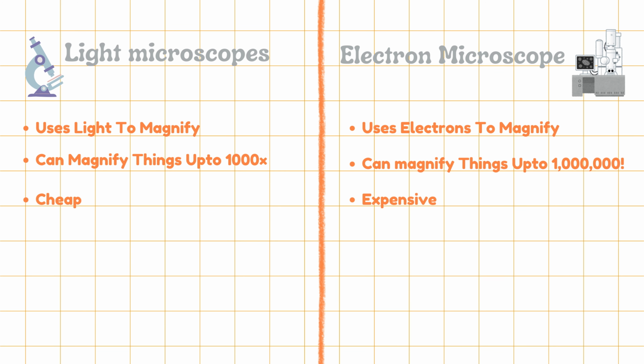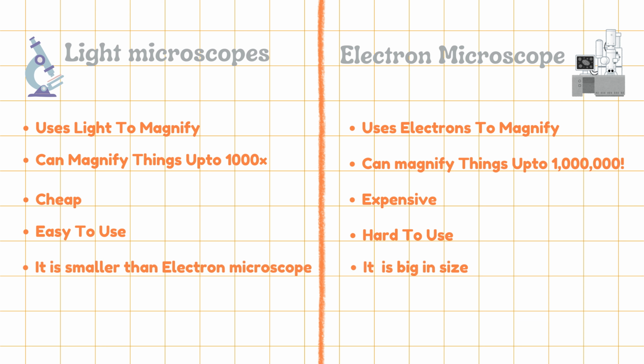A light microscope is cheap, but an electron microscope is really expensive. A light microscope is easy to use, but an electron microscope is really hard to use. A light microscope is smaller than an electron microscope, but an electron microscope is really big in size.